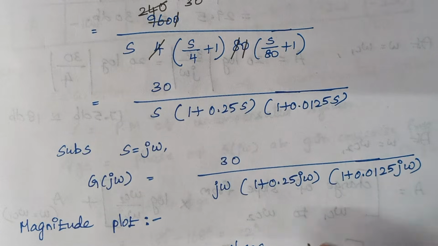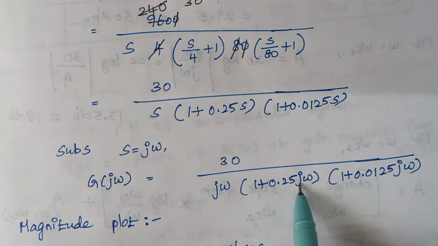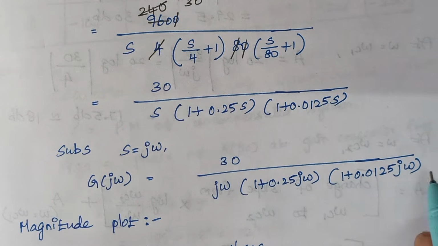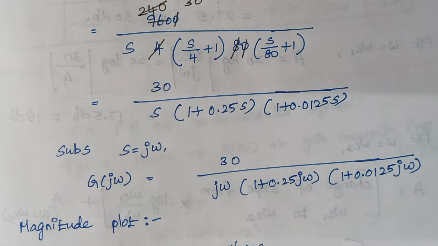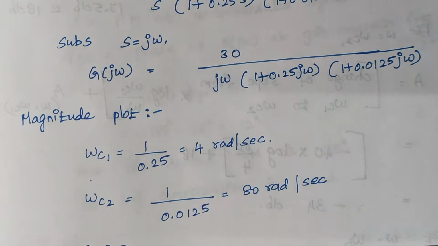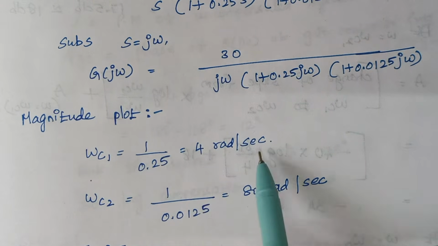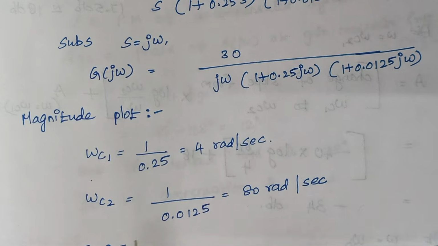To find the magnitude plot, the first step is we have to calculate the corner frequencies. How to find corner frequencies? We have to take the reciprocal of the coefficient of j omega. Here the coefficient of j omega is 0.25 and here the coefficient of j omega is 0.0125. We just have to take the reciprocal. So once you take the reciprocal, the values are 4 and 80, right? 4 is minimum, so it is omega c1, and next is 80, so it is omega c2, right?